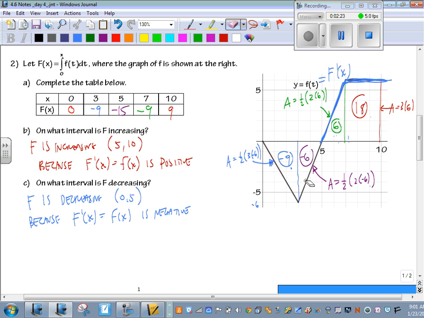Change those colors so it kind of matches what we wrote with. So this is the increasing part, and this is the decreasing part. Questions on that?